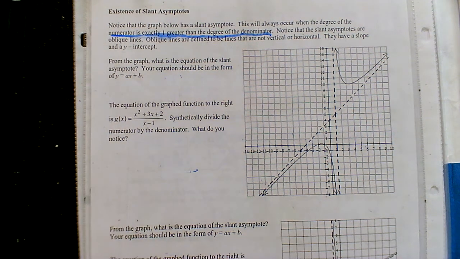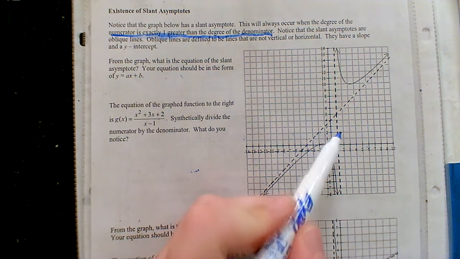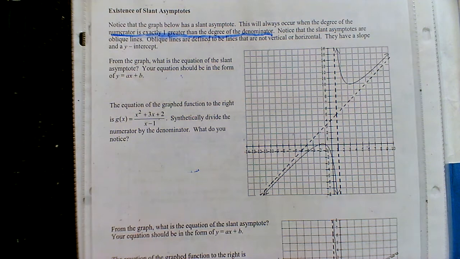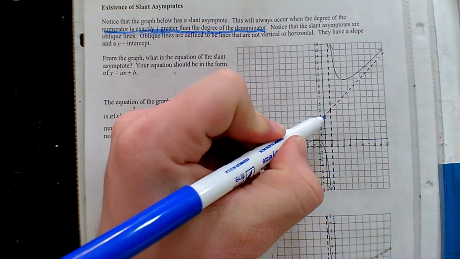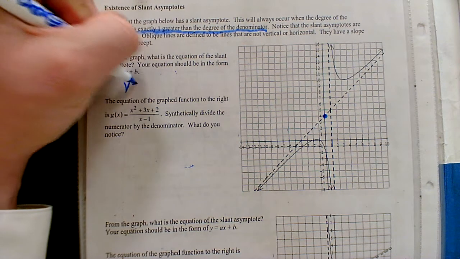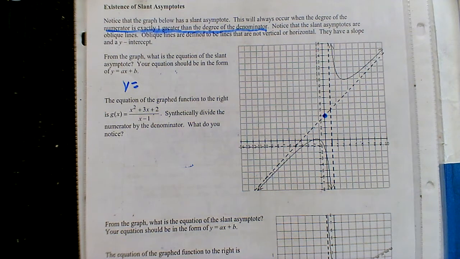So from the graph, what is the equation of the slant asymptote? Your equation should be in the form y equals ax plus b. So from looking at the graph, determine what this would be. So you need to find your y-intercept and your slope. So by looking at that, what is my slope? That's what we're going to plug in for A. The slope of the line. Think rise over run.